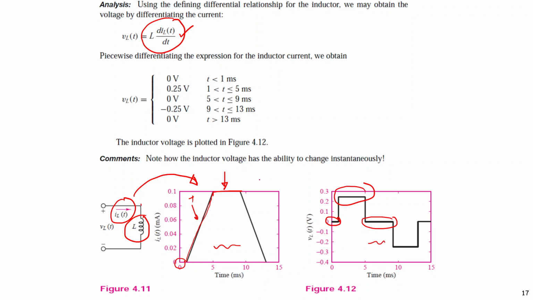Then the current decreases. The slope is negative, so the voltage is negative, because di by dt is a negative value. Then we get a negative value. If the current does not change, the voltage is zero. Just like that, this is the response of the circuit, how inductance and capacitance respond in the circuit. If something changes, it responds. If nothing changes, it's steady.